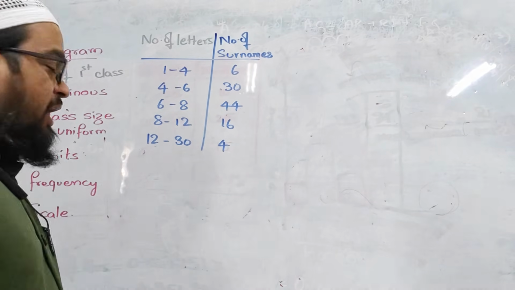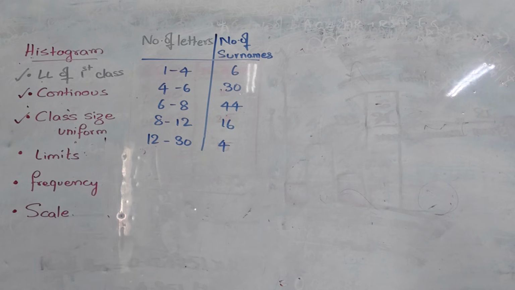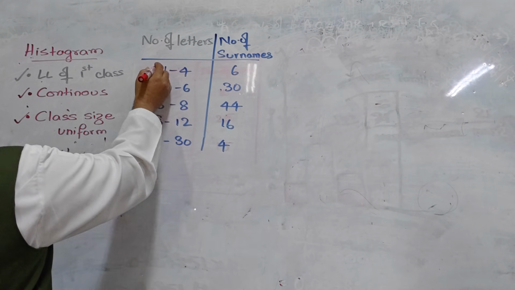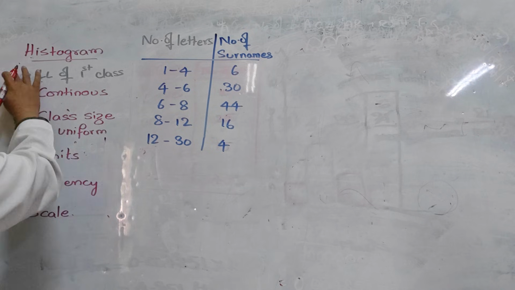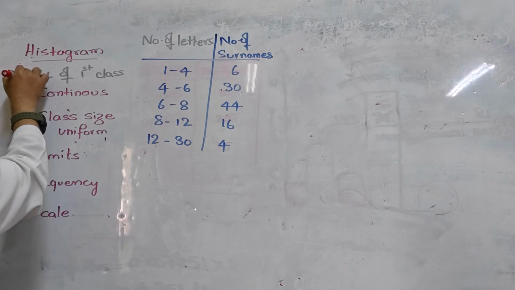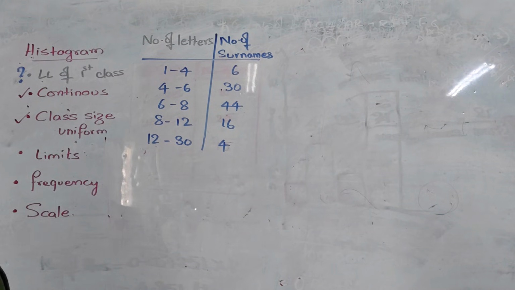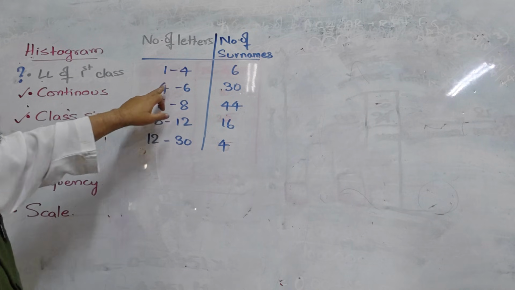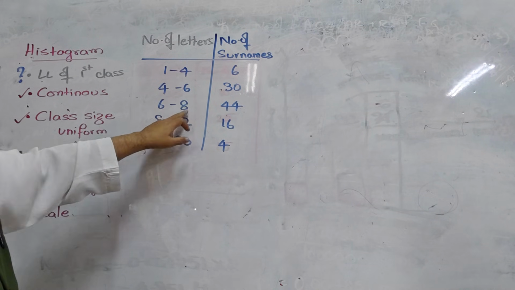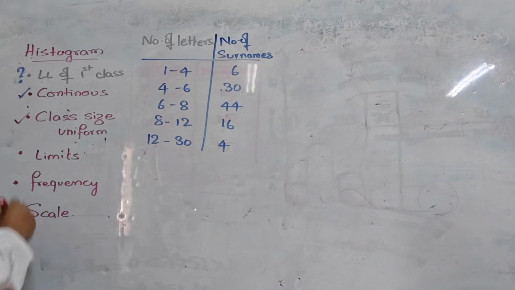Now let us check what kind of data it is. The lower limit of the first class is starting with 1, not 0, so put a question mark because there is a change. Now let us see whether it is continuous or not. See the lower limits 4, 4, yes, 6, 6, yes, 8, 8, yes, 12, 12. Yes, it is continuous, so I don't have any problem in this.